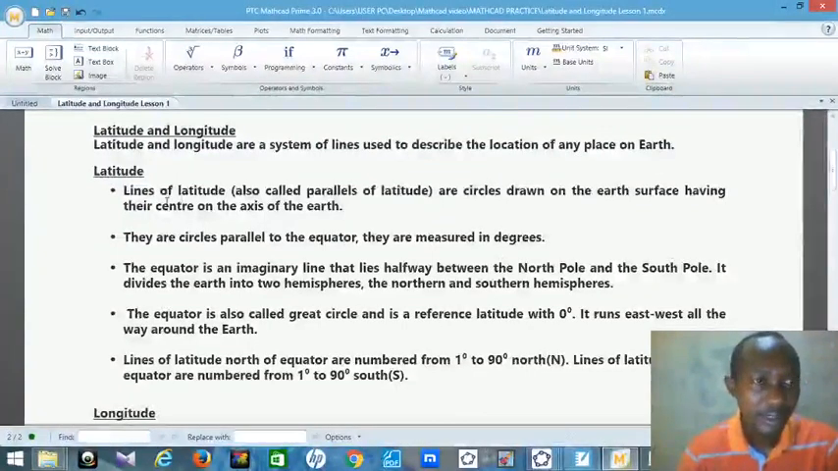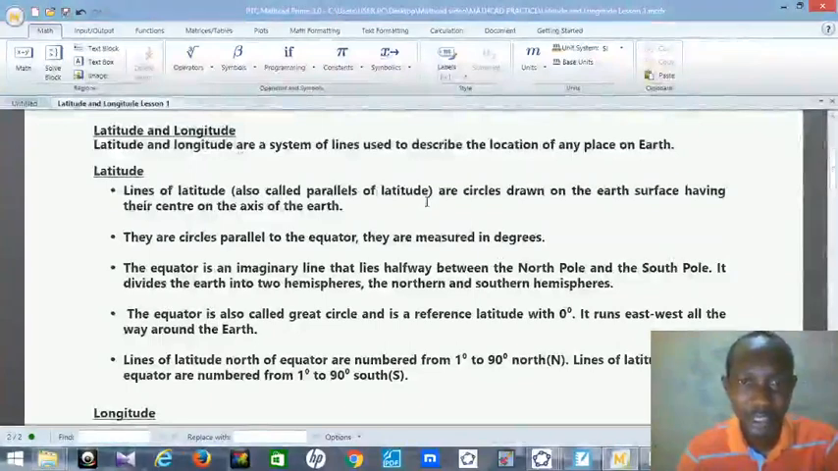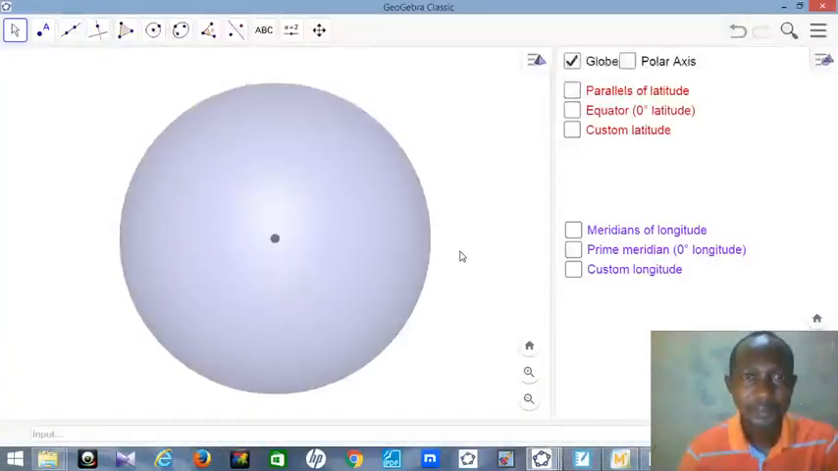Okay, now let's start with latitude on its own. The first point we have here is latitude are lines, or you say lines of latitude. We also call them parallel of latitude. I shall explain that as we move on. So they are lines drawn on the earth's surface having their center on the axis of the earth. So let's see this animation here. So this is the globe, how the earth looks like. This is just a sphere.